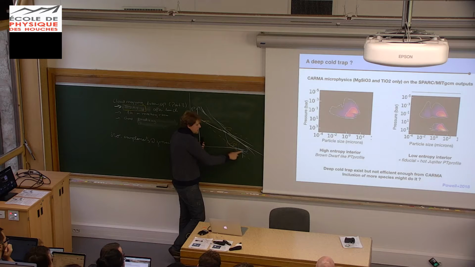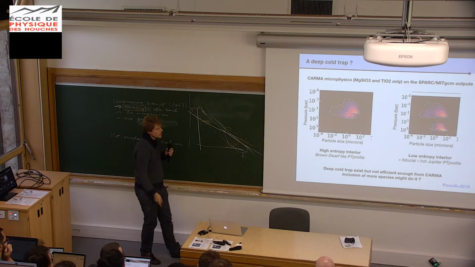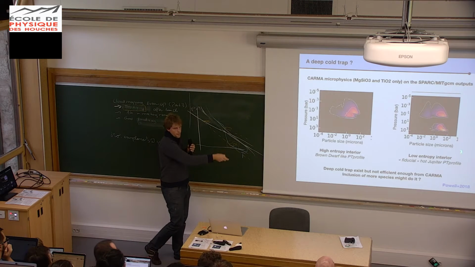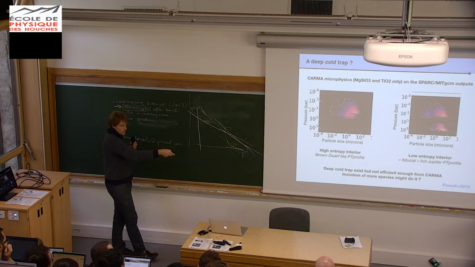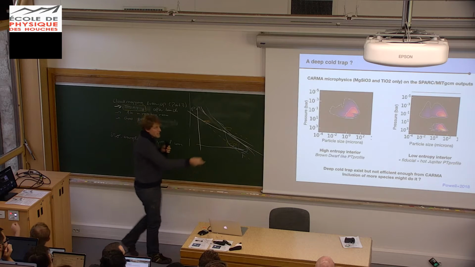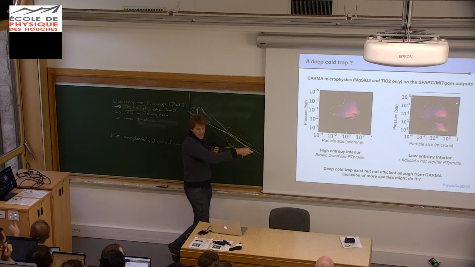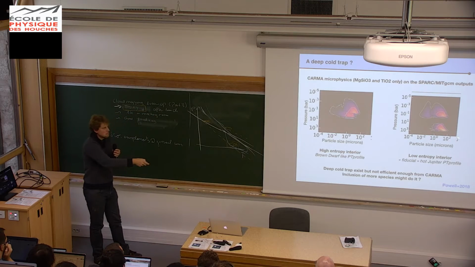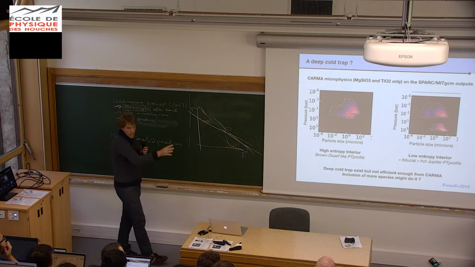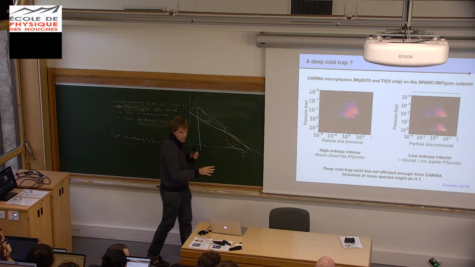Now, if we use this little profile, the one from the GCM, we form 2 clouds. That's the cold trap I was talking about. A bunch of stuff is trapped here and doesn't make it there. However, I still have a big cloud here. So our 1D model for now is telling you there is a cold trap, but it's not efficient enough to remove the silicate clouds from the upper atmosphere.